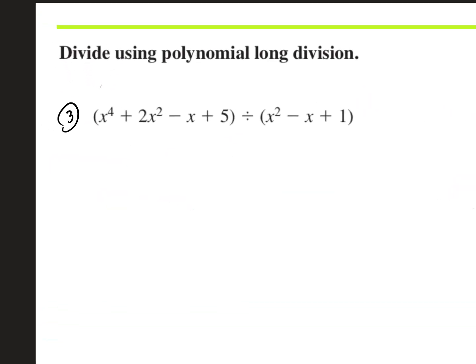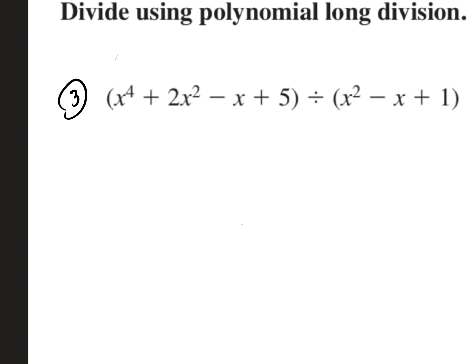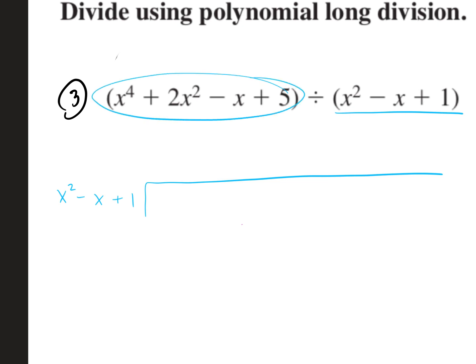All right, so let's do it again. So same thing here. We're going to write our divisor on the outside, so x squared minus x plus 1. And then what we're dividing into is going to go on the inside. However, one little thing that we have to check for each time we divide is that we have all terms represented here. So we need all terms. And what I mean by that is that if we start with x to the 4th power, we need x to the 4th power, x to the 3rd power, x squared, x, and a constant.